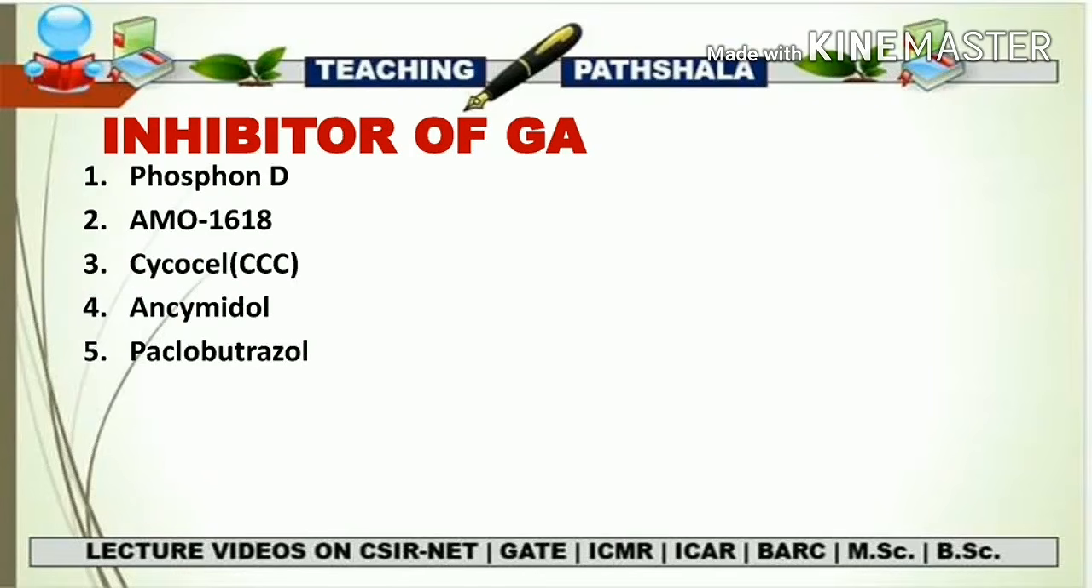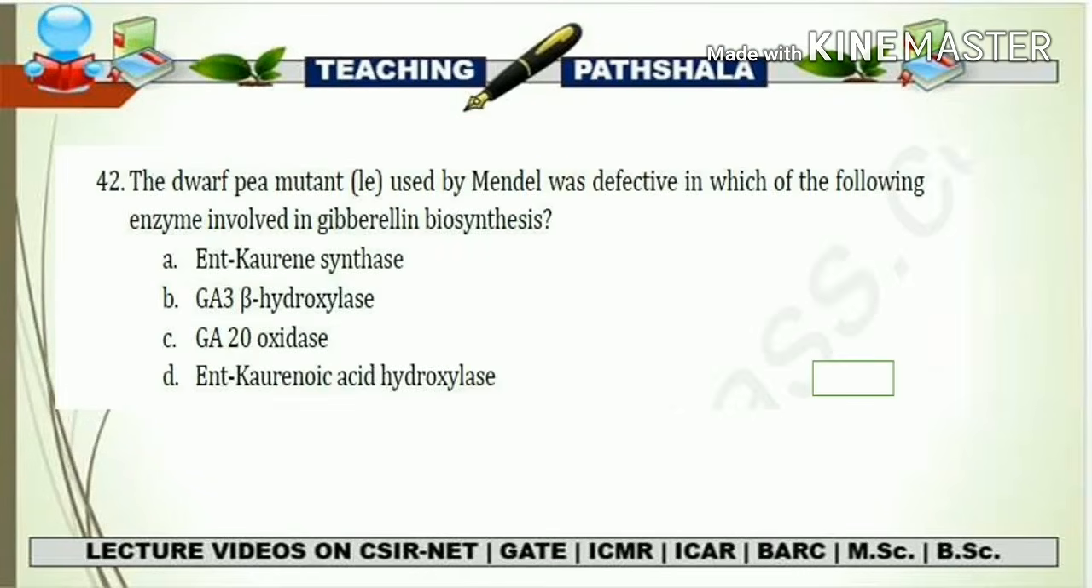There are some inhibitor compounds that inhibit gibberellic acid, and these are phosphon D, AMO-1618, chlormequat chloride, which is known as CCC, then ancymidol, and last is paclobutrazol. In the next video, we are going to talk about the signaling pathway of gibberellic acid as well as their different functions, and some more points have been left, so we will discuss those too, because this video is already very long and I can't include that portion in this video.